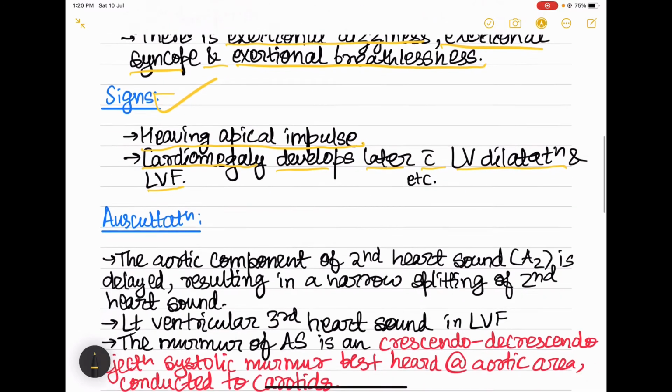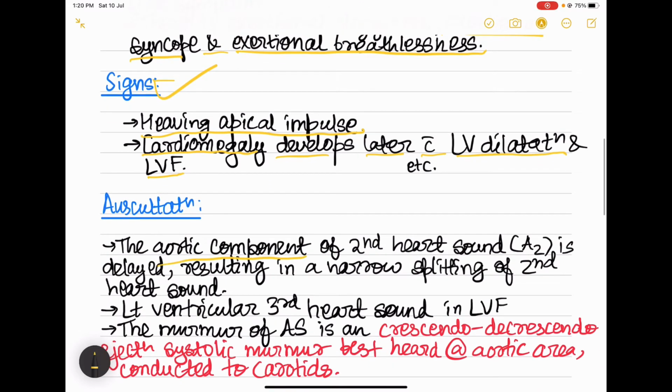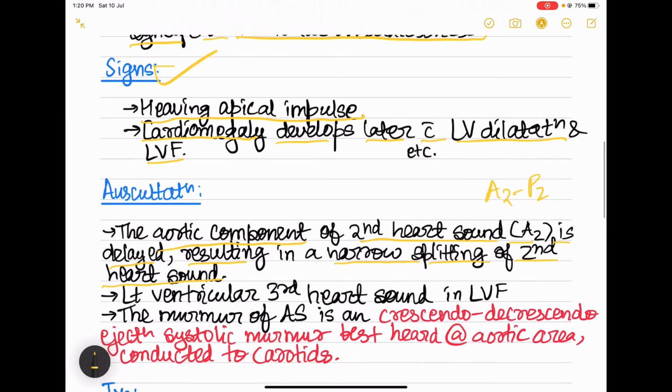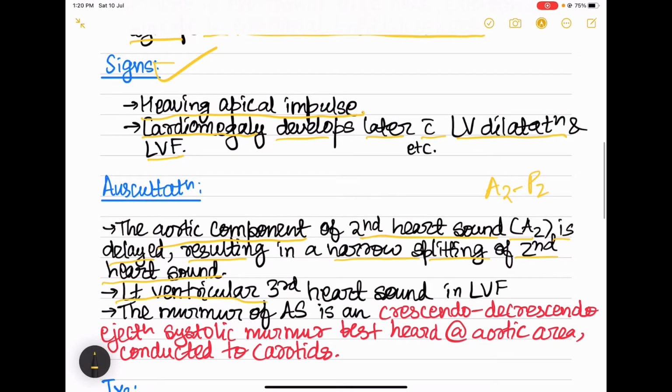Coming to the auscultation findings, the aortic component of the second heart sound, that is A2, is delayed in case of aortic stenosis, and this results in a narrow splitting of the second heart sound because A2 comes before P2, that is the pulmonary component. Since A2 is delayed, the interval between A2 and P2 decreases, and as a result there is a narrow splitting of the second heart sound. Then we can also hear a left ventricular third heart sound in case of left ventricular failure.